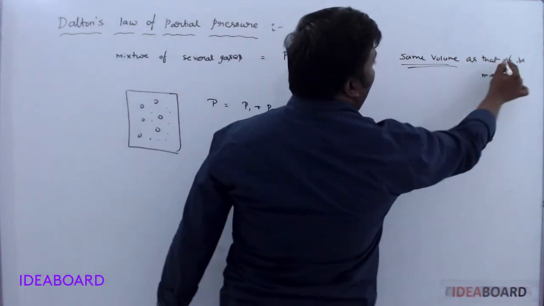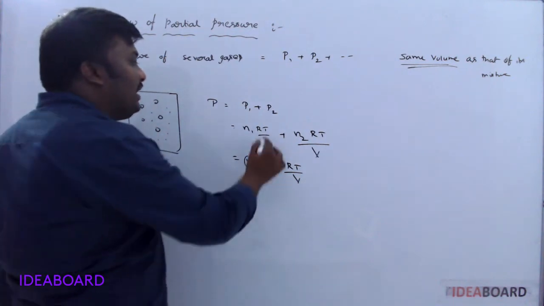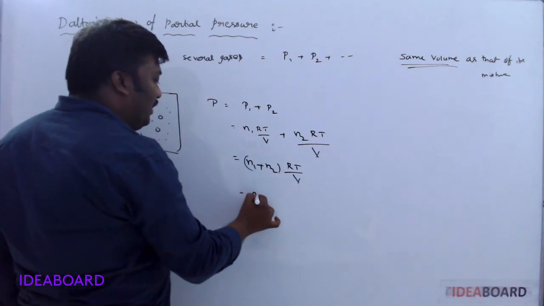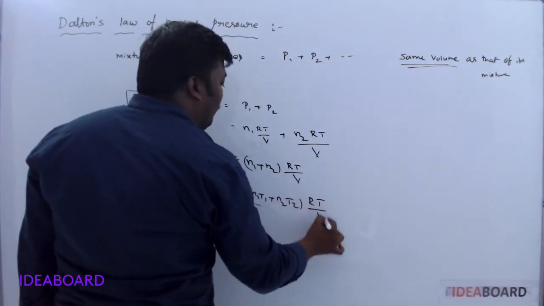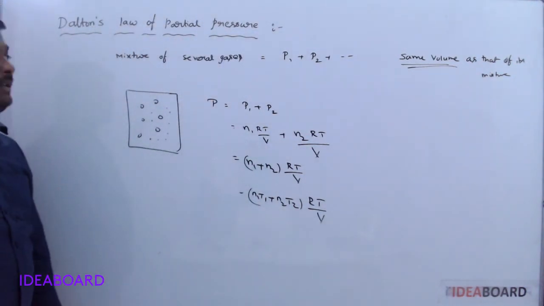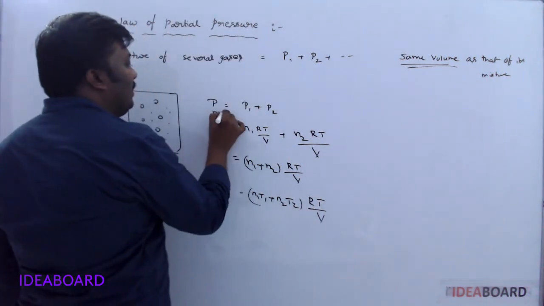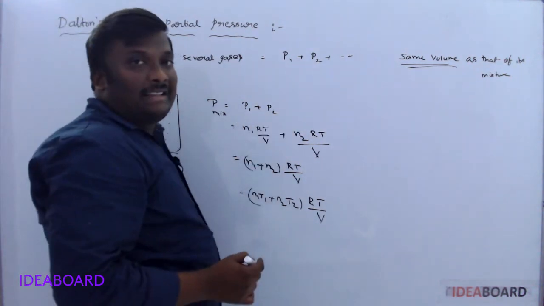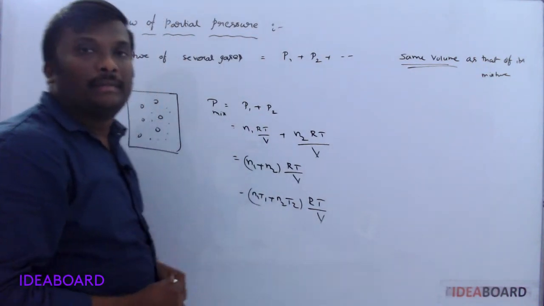Volume must be the same as that of the mixture, so V always remains the same, R is constant, and if the temperature is constant, the temperature is also common. If the temperatures are different, then it is (n1T1 plus n2T2) into R by V. So this is about Dalton's law of partial pressures: the total pressure of the mixture is equal to the sum of the pressures of the individual gases, each having the same volume as that of the mixture. Okay.